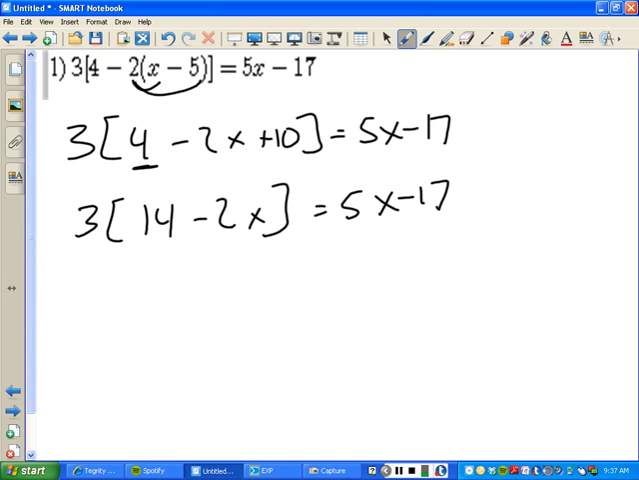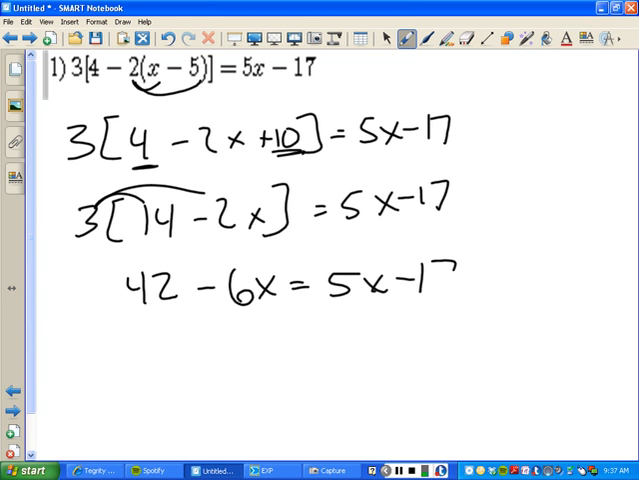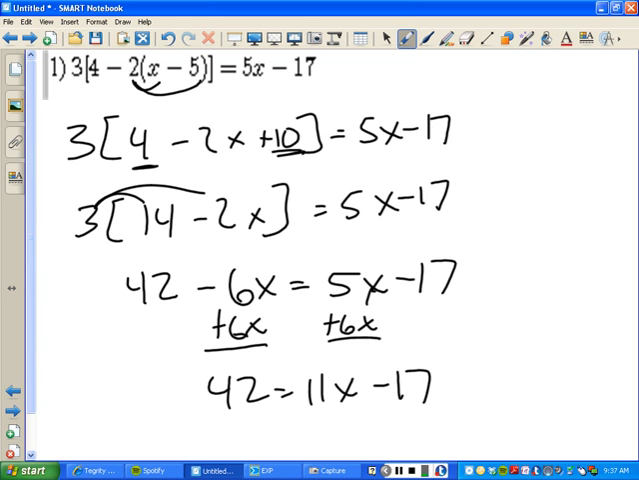I combine like terms. You could also distribute, or you can combine like terms first. I always combine like terms whenever possible. It's just how you choose to do it, I guess. 3 times 14 is 42, minus 6x equals 5x minus 17. Adding 6x, adding 6x. 42 is equal to 11x minus 17.